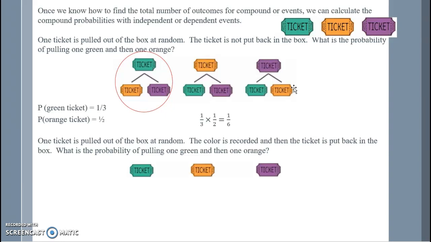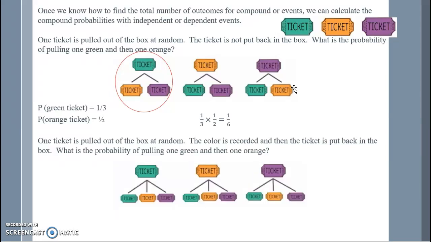One ticket is pulled out of the box at random, the color is recorded, and the ticket is put back in the box. So these would be considered independent events. What is the probability of pulling one green and then one orange? So if I put the green ticket back in the box, that means that I have all three to choose from for my second option.